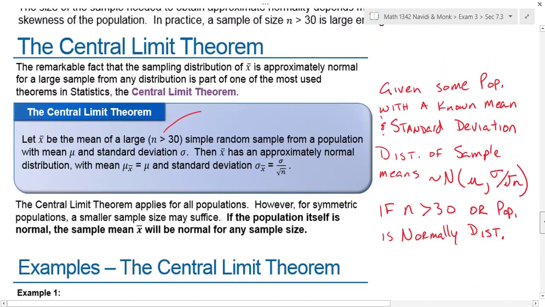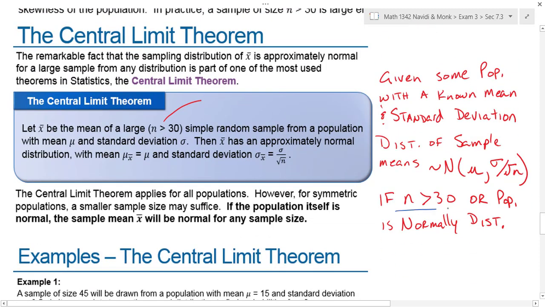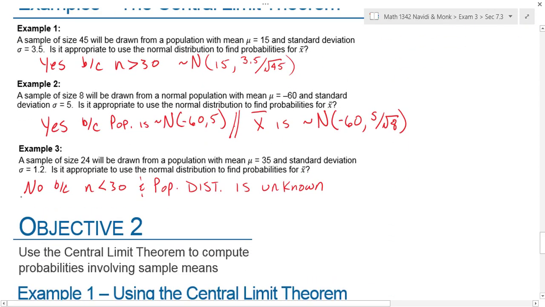Let's look back at our notes where we wrote this down. If either this happens or this happens, we're good to go. This would be our distribution for x bar. Either one or the other has to happen. Otherwise, if both of them fail, we can't use the Central Limit Theorem.